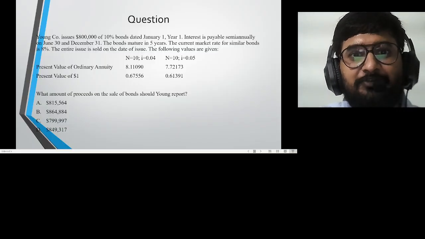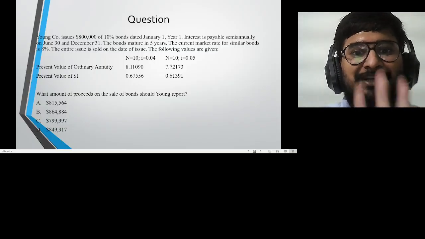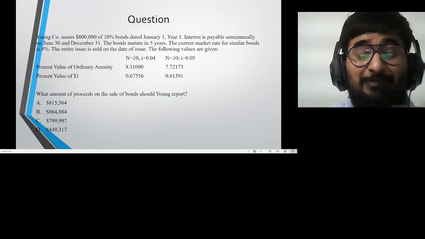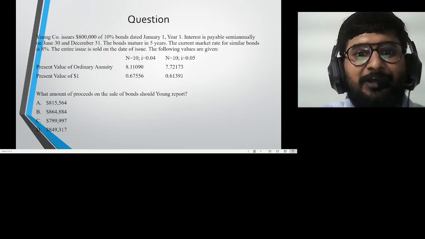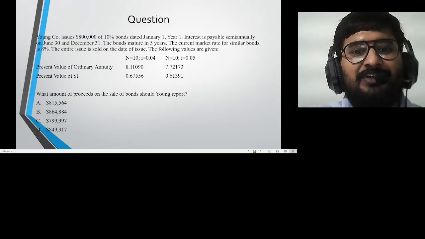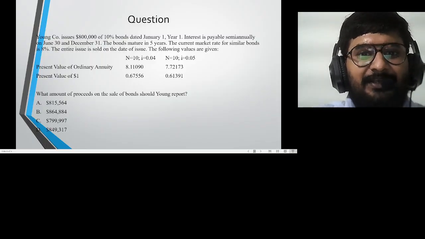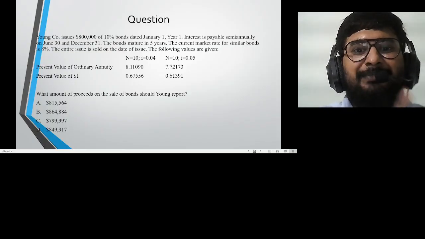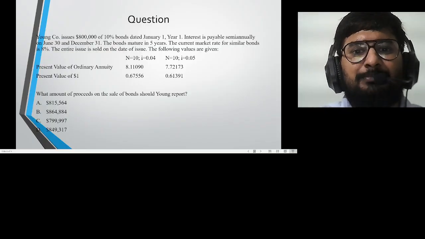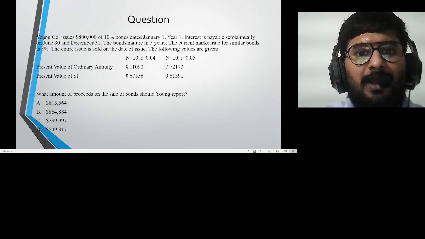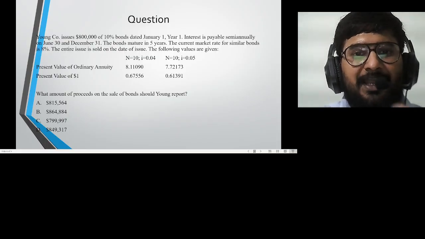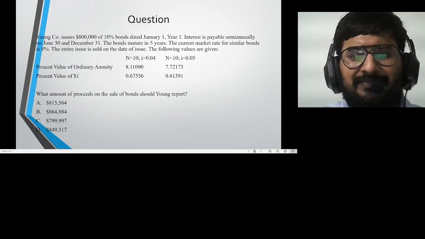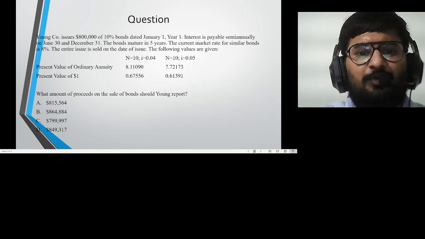So discounting factor 4% for 10 periods. It will not be paid; actually, payment will be calculated as per coupon rate. So what will I use? I will use N equals 10, that is period. Because the payment is made semi-annually, I multiplied the number of years with 2. And I equals 0.04, that is 4%, 8 divided by 2. So annuity factor is given 8.11090 and 0.67556.